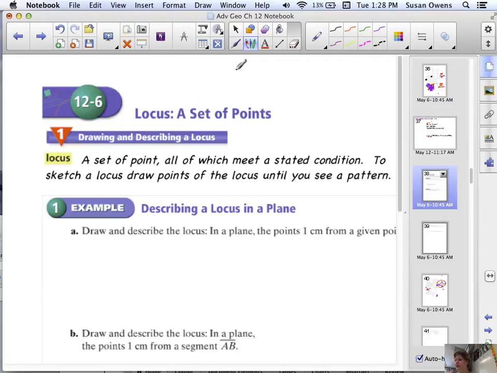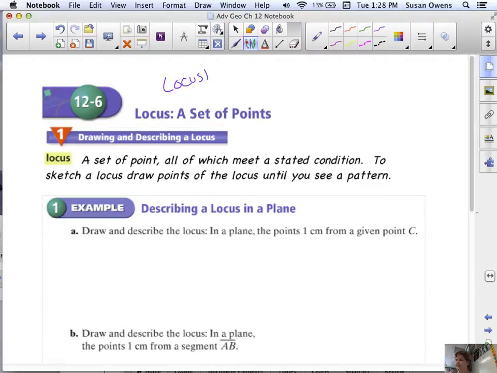Today's video is for Advanced Geometry, Chapter 12, Section 6, Locus. So, locus is a set of points, and it is locus, not locust, which is the little bugs that are coming out around here. A locus is a set of points, all of which meet a stated condition. To sketch a locus, draw all the points in the locus until you see a pattern.